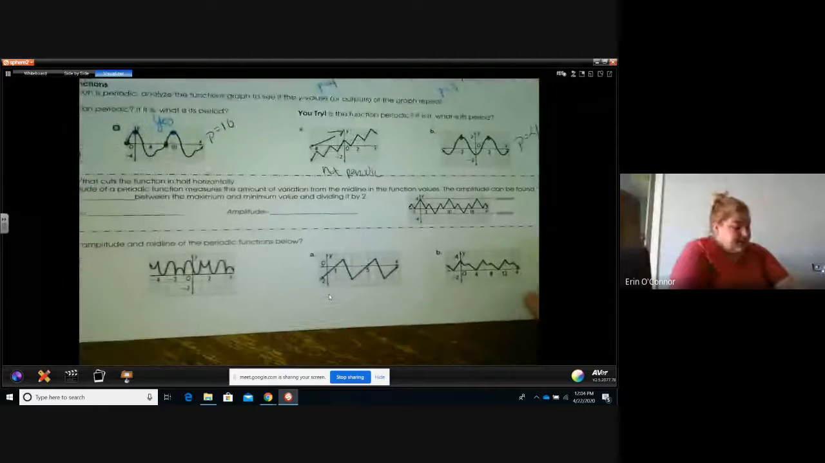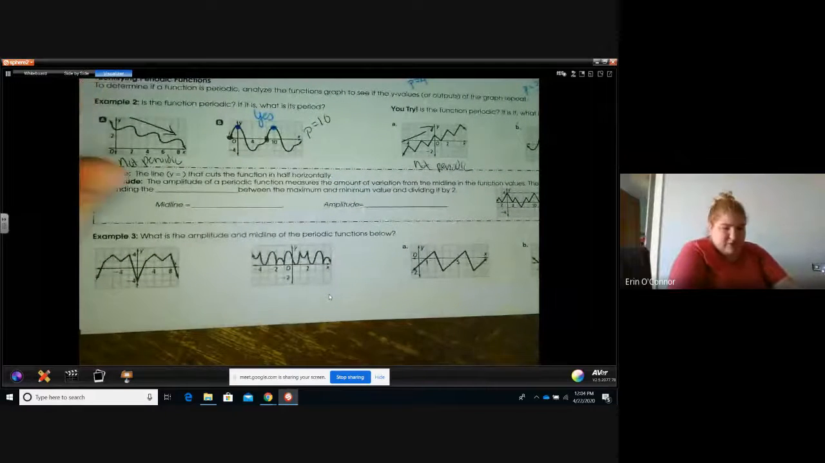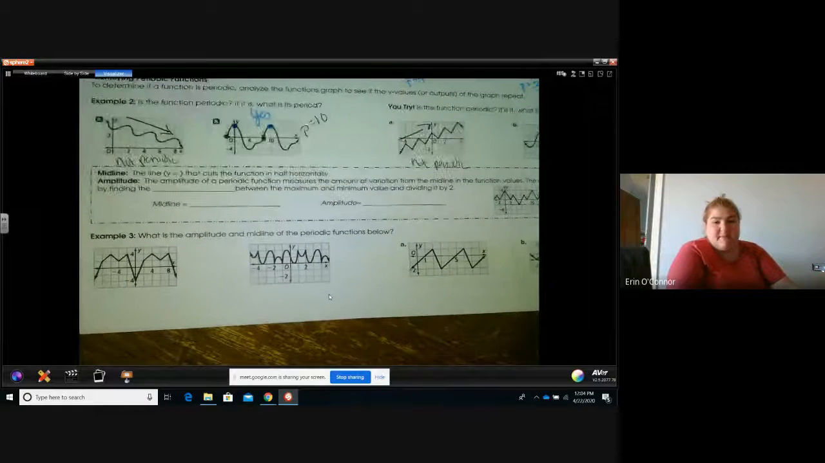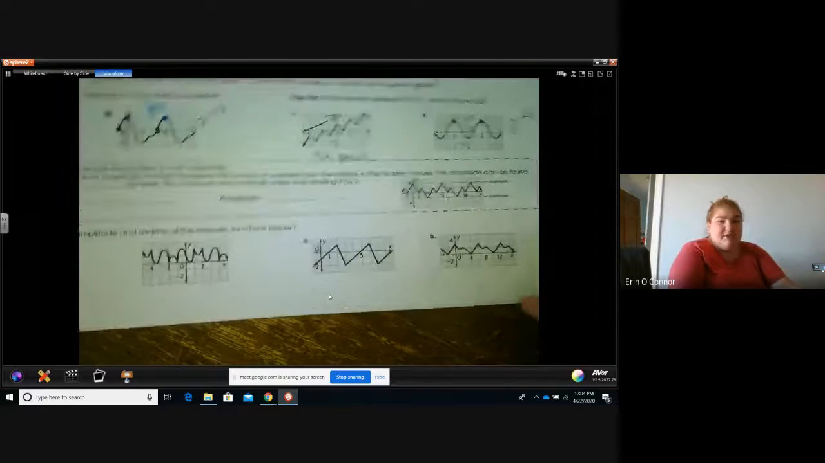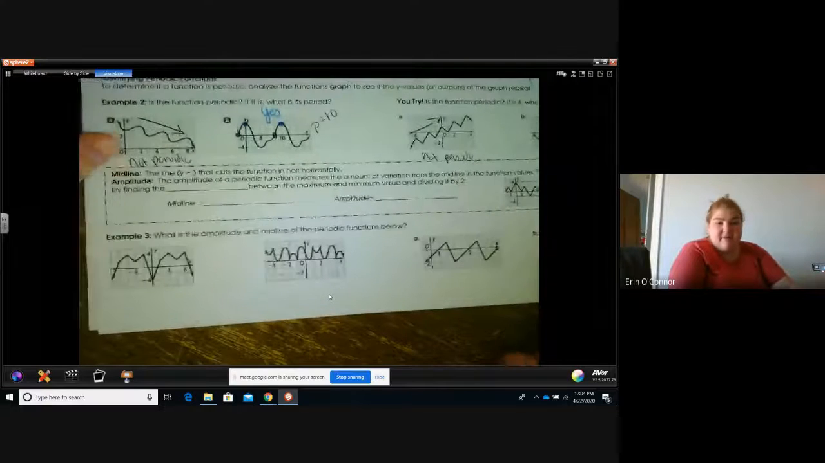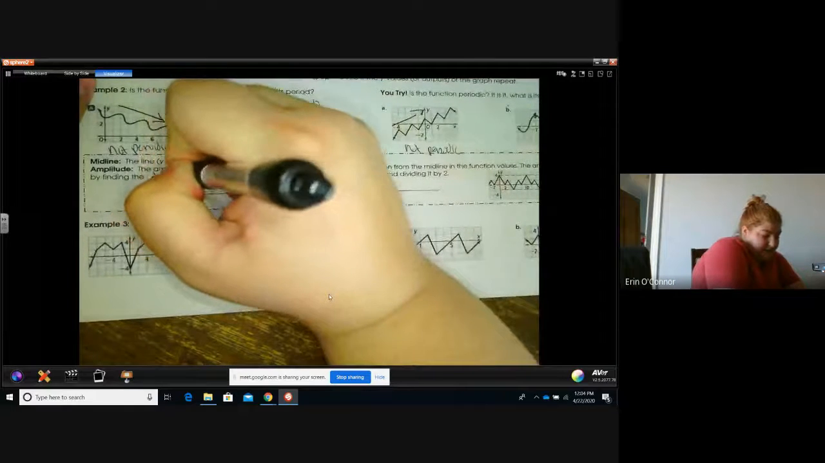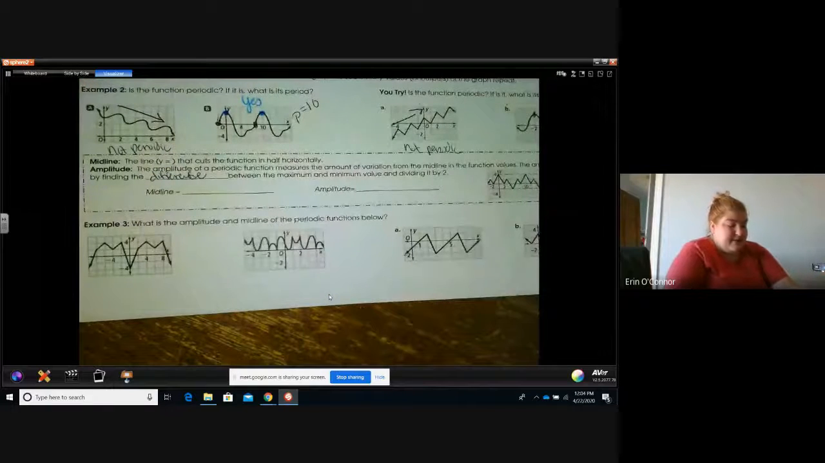Okay. So the midline. The line where y equals something that cuts the function in half horizontally. Amplitude. The amplitude of a periodic function measures the amount of variation from the midline in the function values. The amplitude can be found by finding the difference between the maximum, if I can spell it right, between the maximum and minimum and dividing by 2.